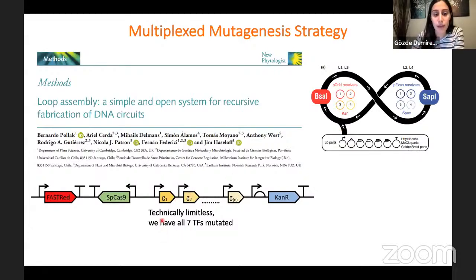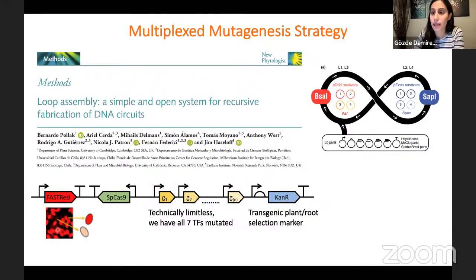As I was saying, we have all 7 transcription factors mutated. That means 21 guide RNAs in this one vector that we were able to clone in a very easy and fast way. It has a kanamycin marker for the transgenic plant and root selection, and it also has a seed marker. This is FAST-Red. It turns the edited seeds red, so we can easily pick the ones that are edited with a dissecting microscope.